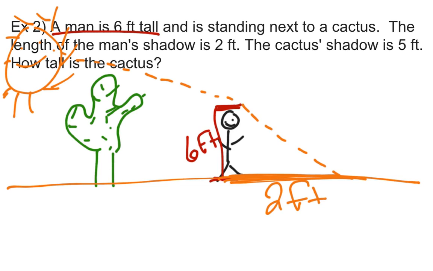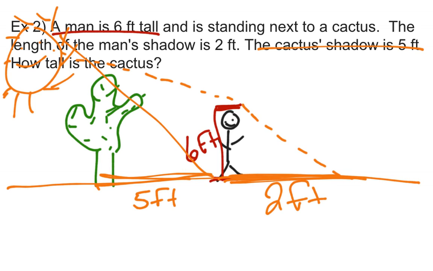Next part, it says a cactus's shadow is 5 feet long. Again, if the ray of light is coming down this way, the cactus's shadow is going to be this. It's going to be 5 feet long. How tall is the cactus?